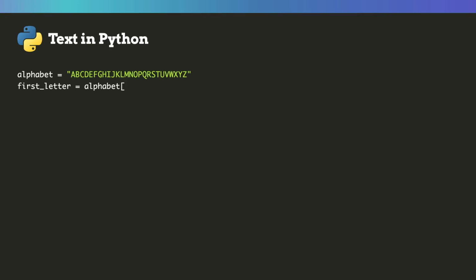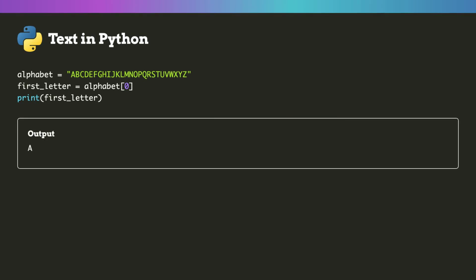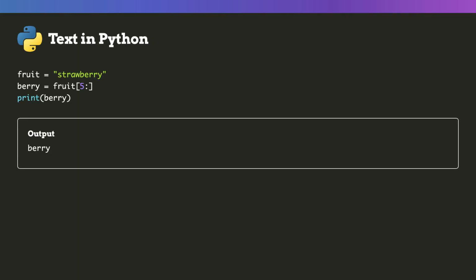We can access individual characters in a string using indexing. Indexing means to get a character from particular positions in a string. We access the first character in alphabet using the index 0 and store it in first letter. Slicing allows us to extract a section from a string known as a substring. We can take the characters in the fruit string starting from index 5 to the end, extracting the substring berry.